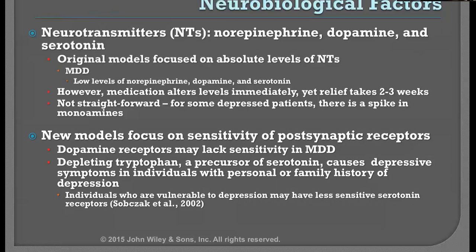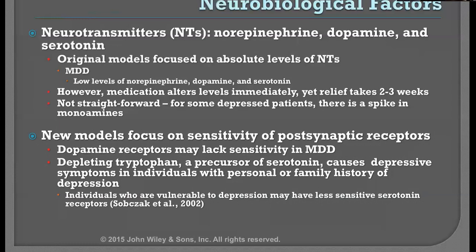Some new models talk about the sensitivity of the postsynaptic receptors, the receiving ends in the chemical messaging process. One idea is that dopamine receptors might lack sensitivity in MDD. And when it comes to serotonin, the idea is that individuals who are vulnerable to depression might have less sensitive serotonin receptors. As one example of this logic, there's a certain drink you can give people that depletes their tryptophan, the serotonin precursor. It causes a spike in depressive symptoms among individuals with a personal or family history of MDD. That's one model of serotonin and dopamine dysfunction.